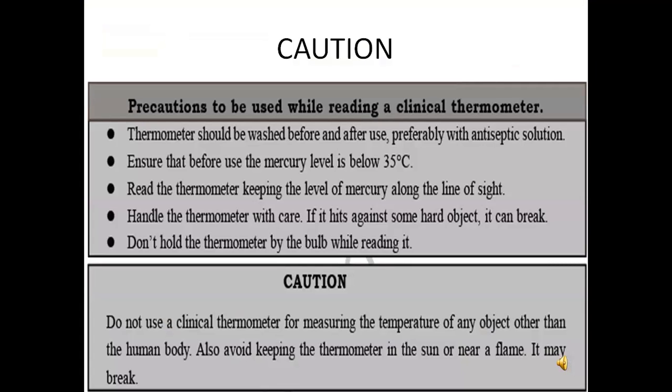Caution. Consider, Alex wanted to measure the temperature of hot milk using a clinical thermometer. His teacher stopped him from doing so. We are advised not to use a clinical thermometer for measuring the temperature of any object other than the human body. Only use a clinical thermometer for body temperature. Don't measure the temperature of milk or any other hot object.